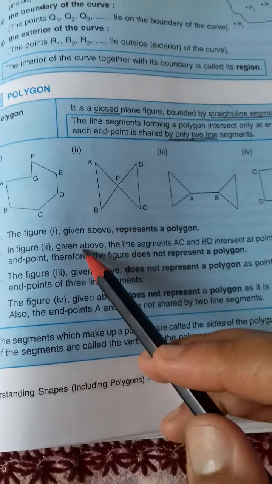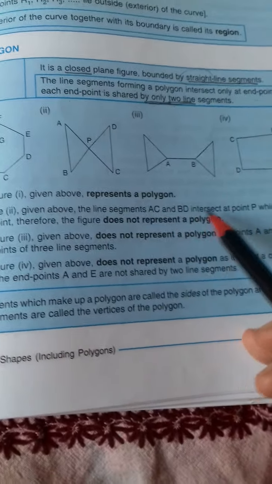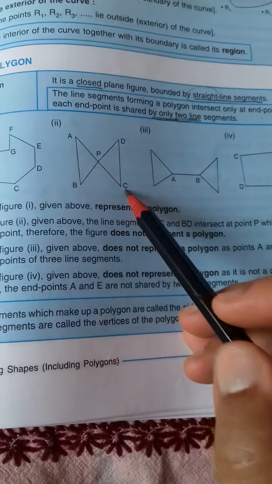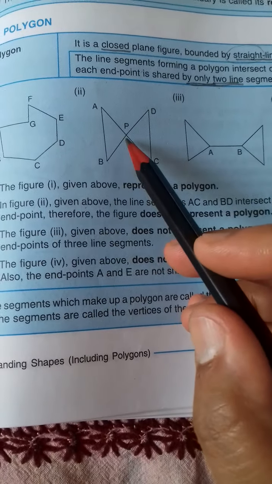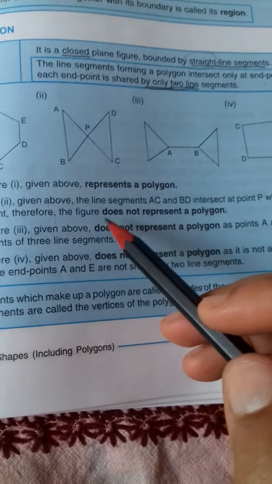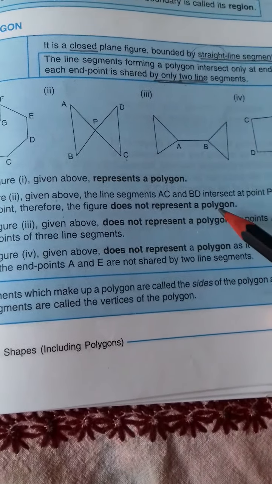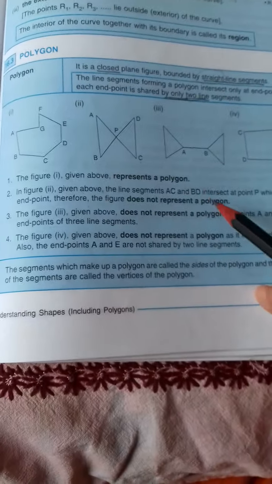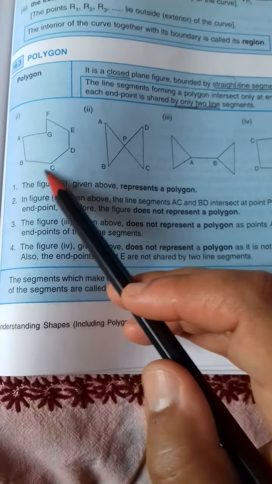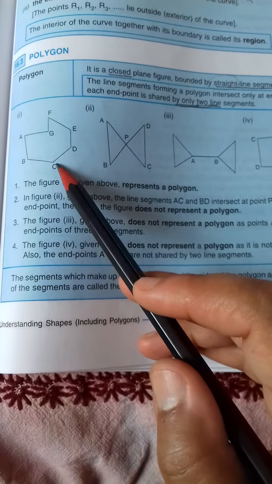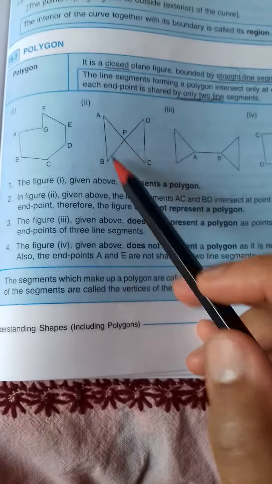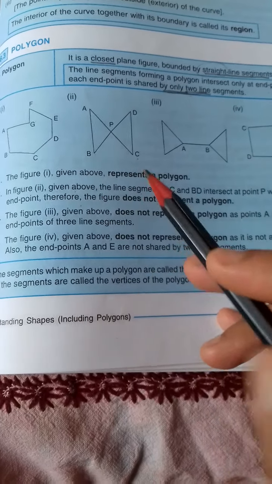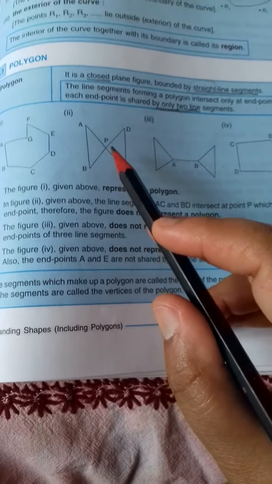In figure 2 given above, line segments AC and BD intersect at point P, which is not an end point. Therefore, the figure does not represent a polygon. Okay class? In this figure it is ending somewhere. For example, it's starting from here and it is ending here. But here it is not ending. This cannot be called an end point.